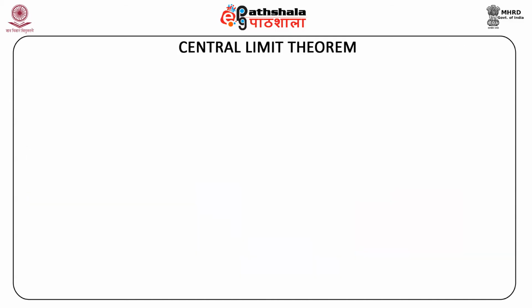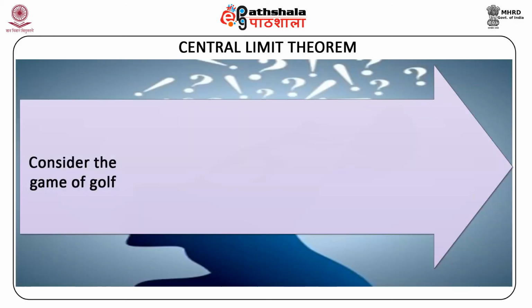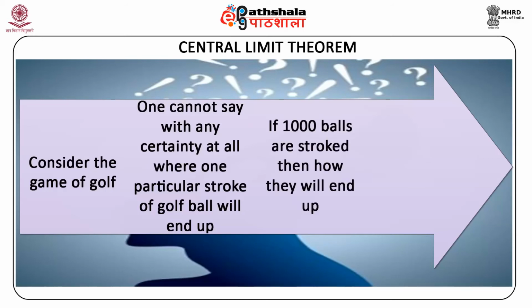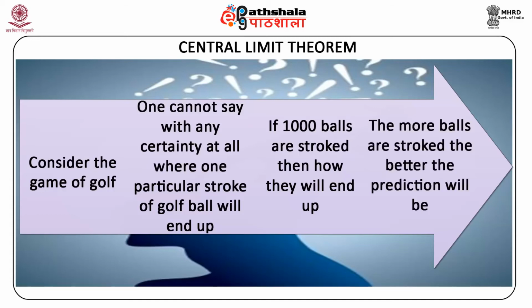The illustration. Bernoulli may have thought that this concept of large numbers is self-evident, but it nevertheless is striking. For illustration, consider the game of golf. One cannot say with any certainty at all where one particular stroke of a golf ball will end up. Still, one can say with very high accuracy how the balls will end up if 1000 balls are stroked. Better yet, the more balls are stroked, the better the prediction will be. The law of large numbers is a powerful tool for taming randomness.